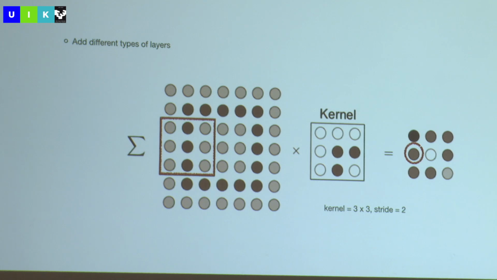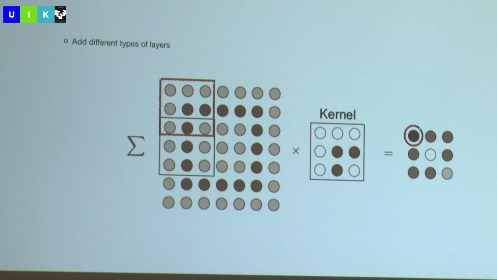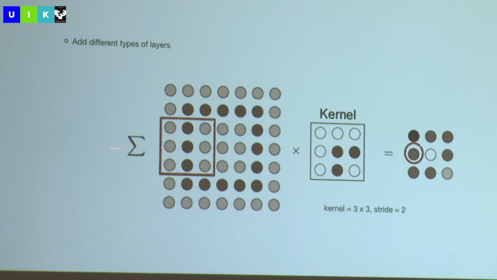Here I did a stride of 2. It's called stride, by how much you move. Then you do this direct product: you multiply this and this, sum it together, and you get a dark dot here, because I have dark here and here, so I have a lot of dark. Here it is going to be lighter, and so on.